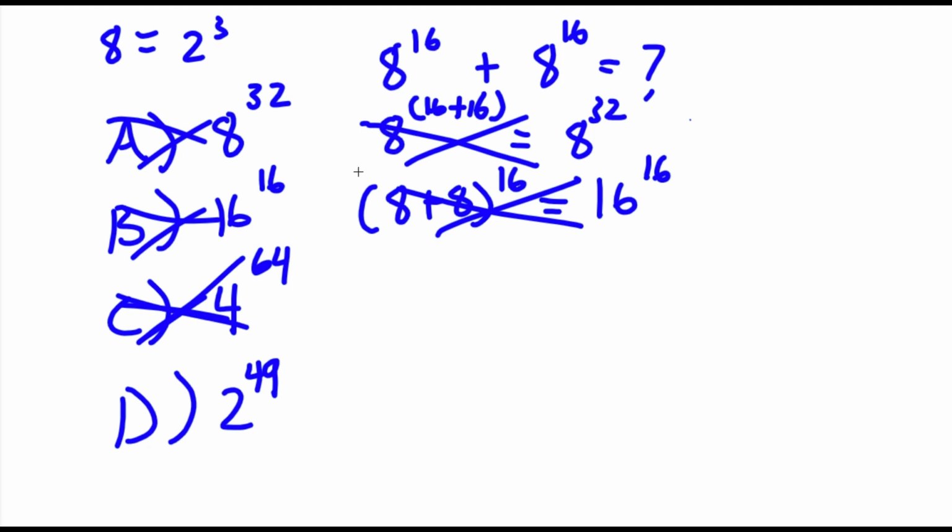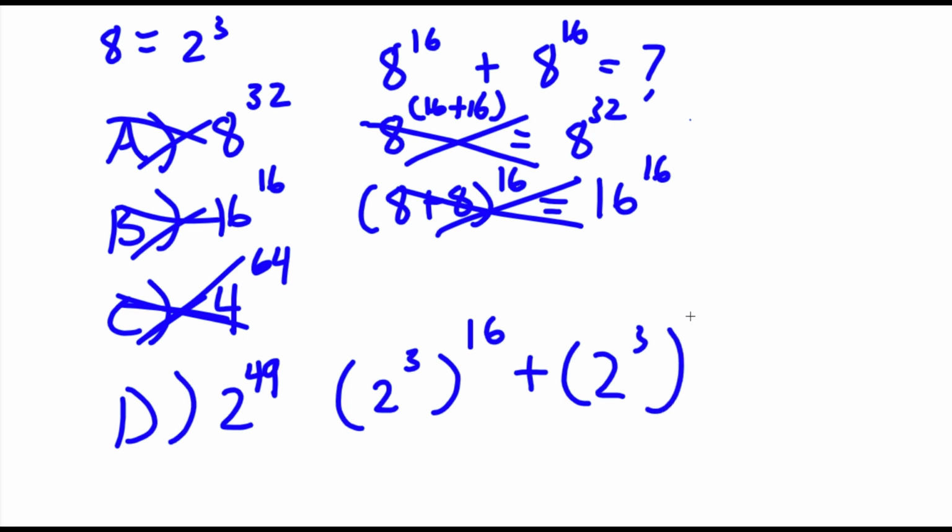And for D, which is the correct method, remember how I said 8 is equal to 2 to the power of 3. So what you have to do is substitute in 2 to the power of 3 for 8. So now I have 2 to the power of 3 to the power of 16 plus 2 to the power of 3 to the power of 16.